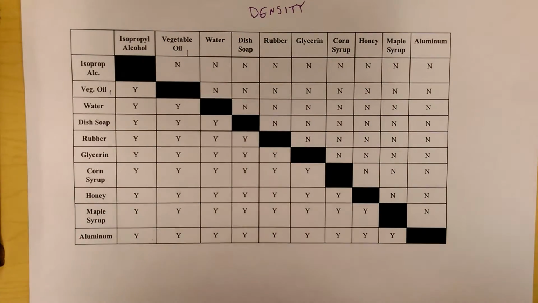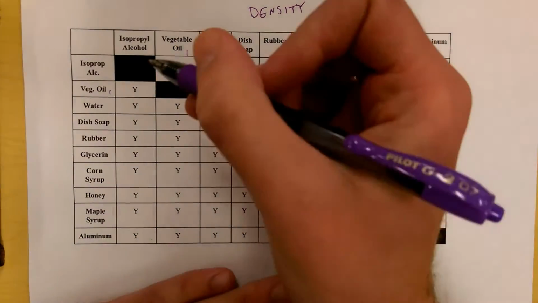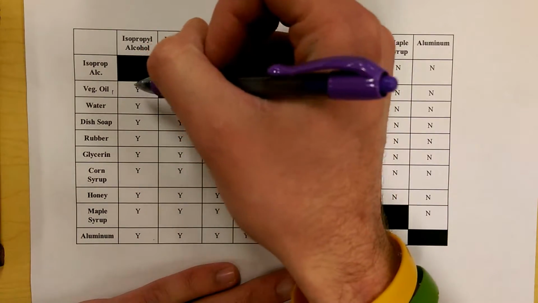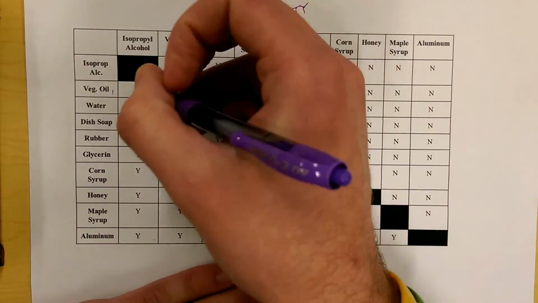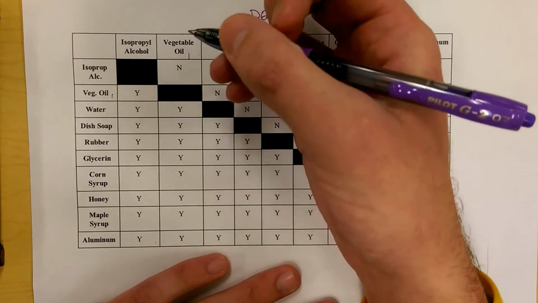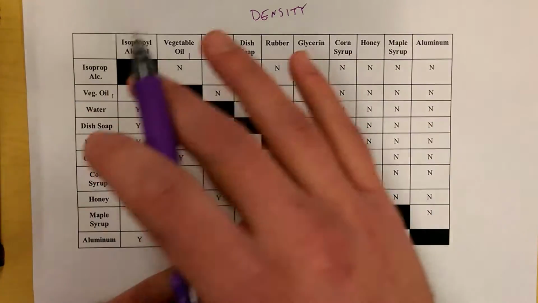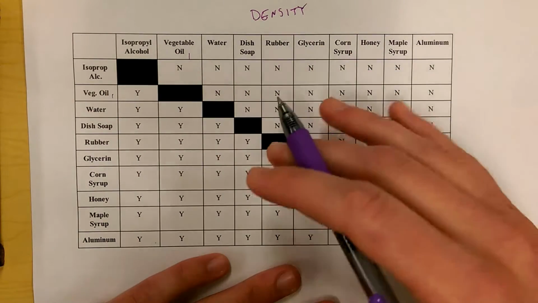But looking a little bit more at our data here, we can see things like, oh, isopropyl alcohol sits on top or floats on top of every single substance with the exception of itself. So we can say, oh, isopropyl alcohol must be our least dense substance. Kind of taking that leap a little bit further, we're looking for other things that are sitting on top of different substances.